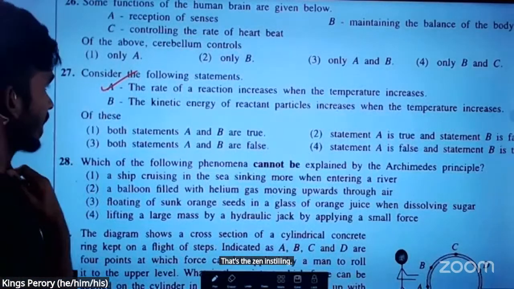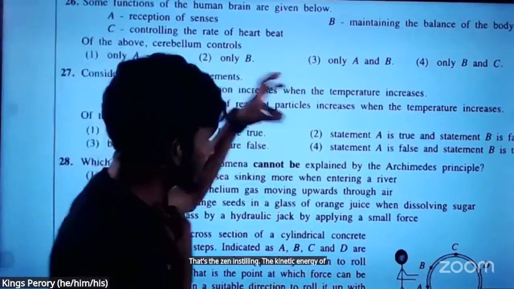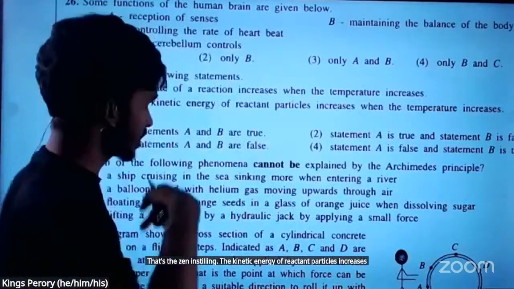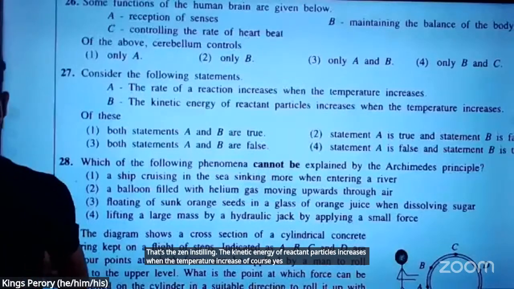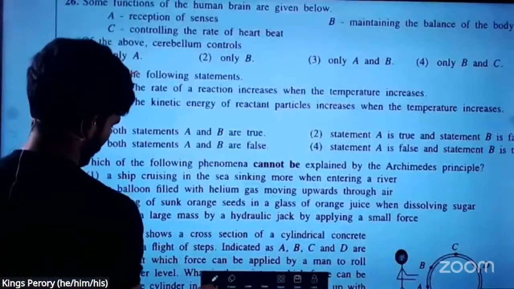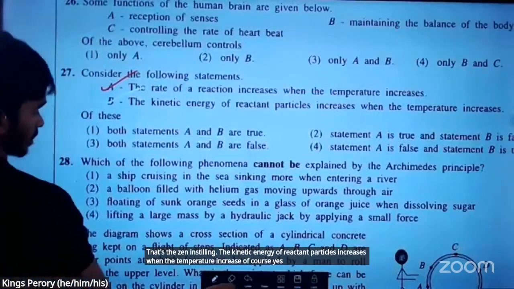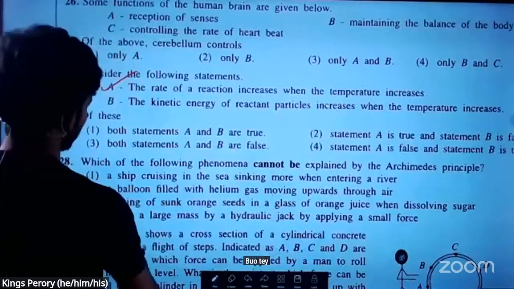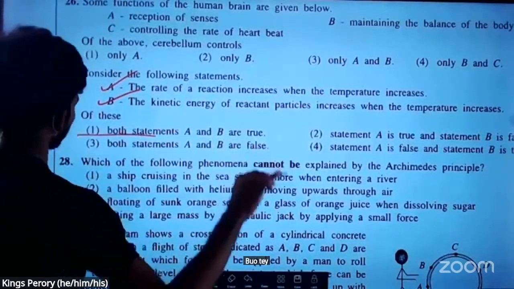The kinetic energy of reactant particles increases when the temperature increases. Of course, yes. Both A and B are correct. Both A and B are the correct answer.